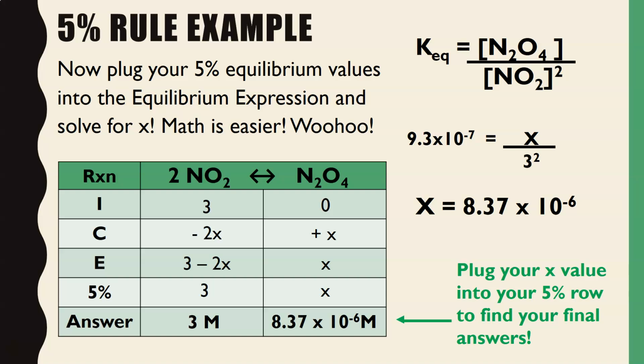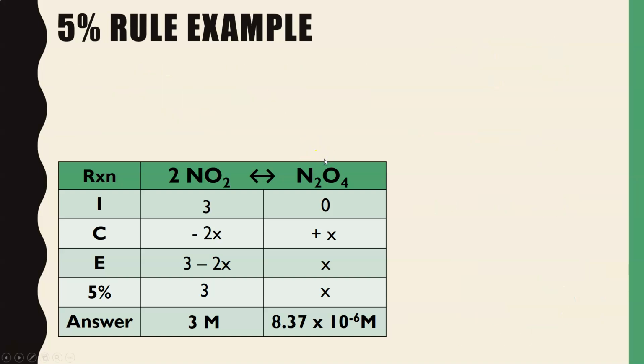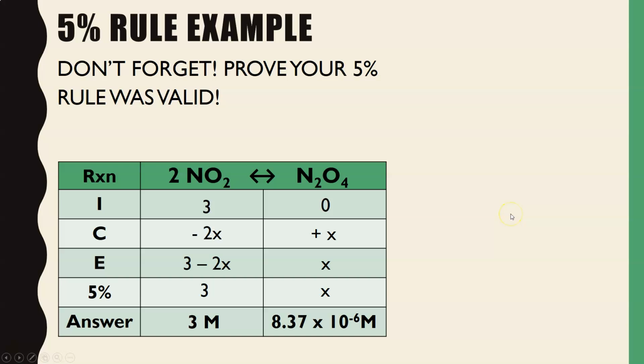Now, you're not done. When you use the 5% rule, what are you supposed to do when you're finished? You're supposed to check if it was valid or not. Pause the video, and see if it was valid. Were you, after all, allowed to use that 5% rule or not?